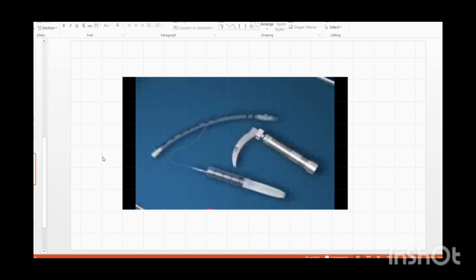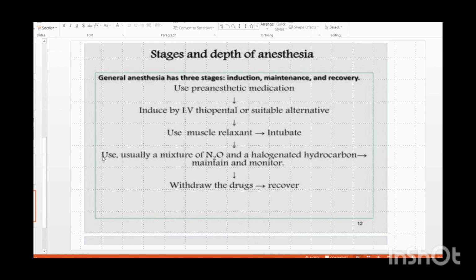You saw the video. This is very useful. So next we will move to the depth of anesthesia. Depth of anesthesia means, as we saw in those steps, intubation, induction, maintenance, and recovery. You can see, use pre-anesthetic medication. We used glycopyrrolate, midazolam, and fentanyl to reduce anxiety, to reduce secretion, to reduce pain. We will use pre-anesthetic drugs.